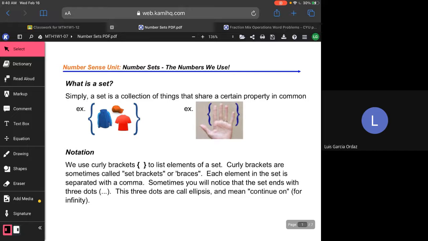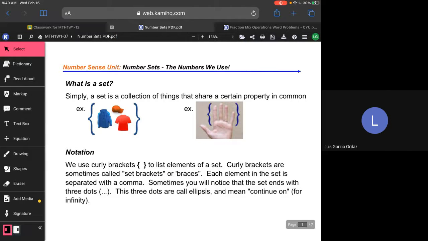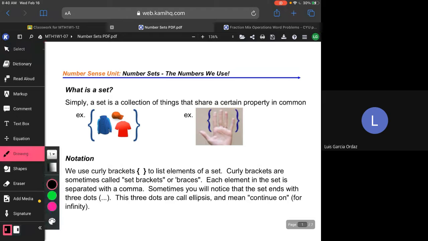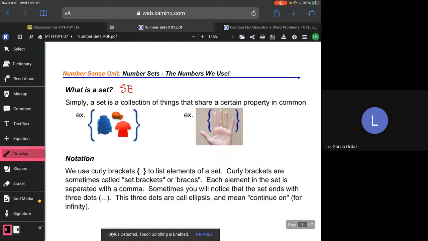Shireen? Yeah, a group of things. What else comes to mind? Okay. So a set, like Shireen said, is a group of things. In this case, a set is a group of numbers. So simply, a set is a collection of things that share a certain property in common.